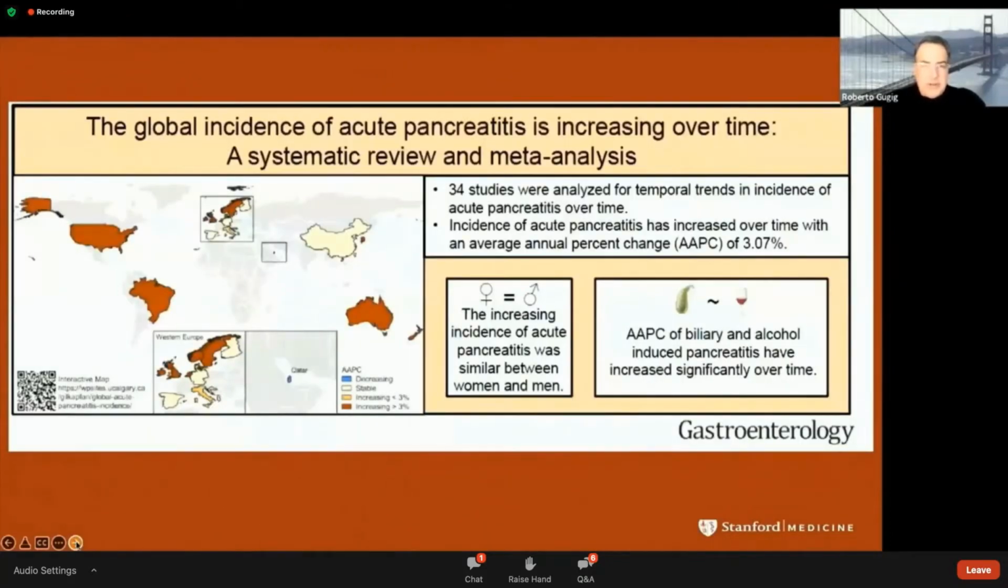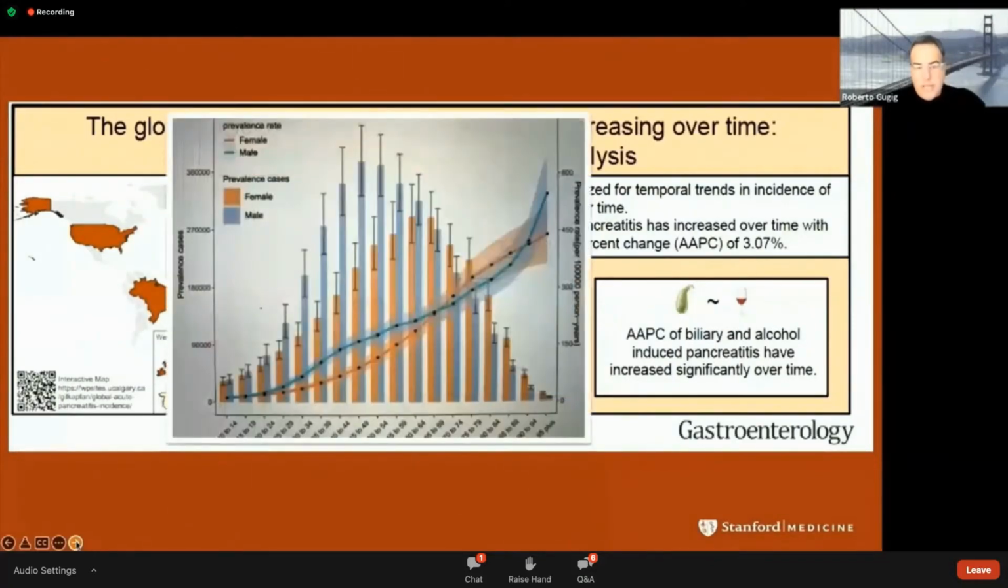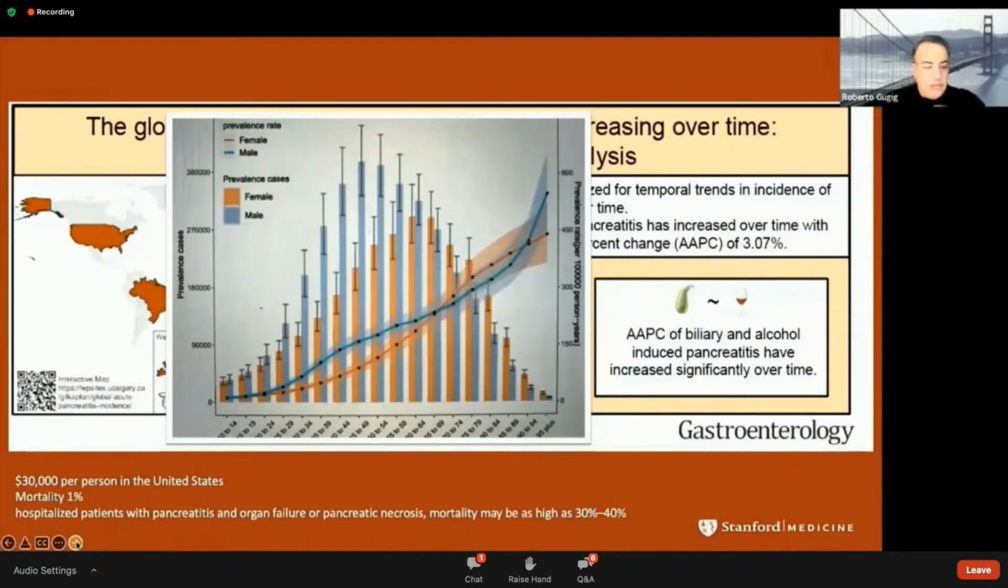And as you can see, pancreatitis incidence is increasing, and this is across all age groups, and I truly have not seen as many gallstone pancreatitis cases in the pediatric population as I have in the past 5 to 10 years. And it's really no small task, because it's said that we spend about $30,000 per person in the United States. Mortality has been better, it's about 1%. But still, when patients come in with multi-organ failure, pancreatic necrosis, the mortality can be as high as 30–40%.